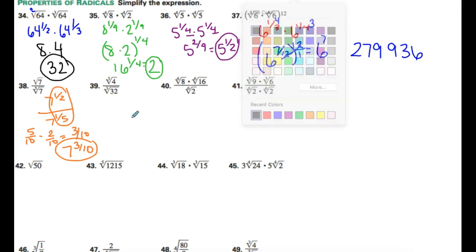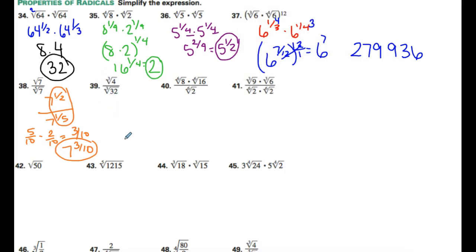Okay, so in number 39, the cube root of 4 over the cube root of 32. Again, you either have to have the same roots or you have to have the same bases. In this one, I have the same root, which means I have 4 over 32, and the cube root is the same thing as the 1/3 exponent. 4 over 32 reduces to 1 over 8, and the cube root of 8 is 2. So that means if I had 1/2 times 1/2 times 1/2, I would get 1/8.